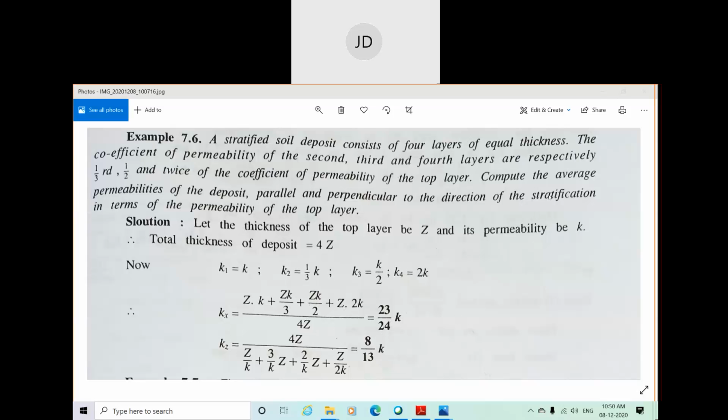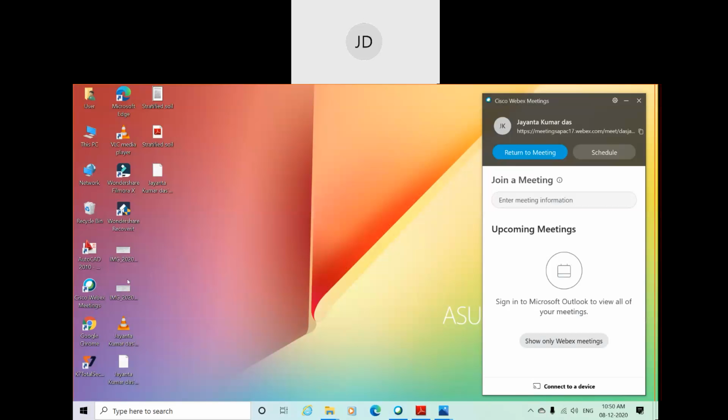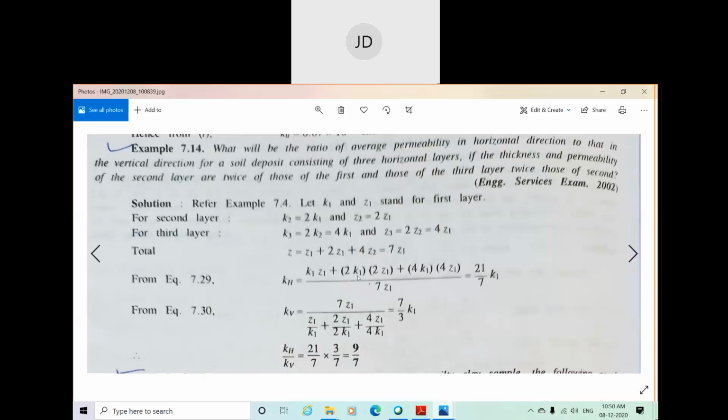Similarly, I just want to show you another one. Let's see if it is available or not. Okay, I think you can see this. This problem already came in an engineering services exam in 2002. This problem I have also taken from the same book, BC Punmia.